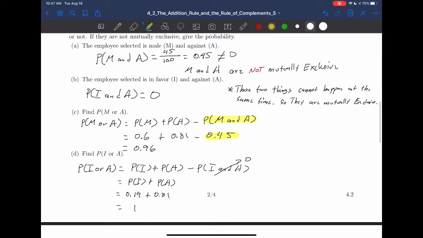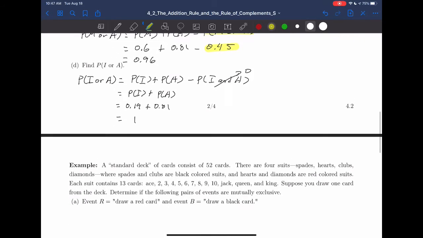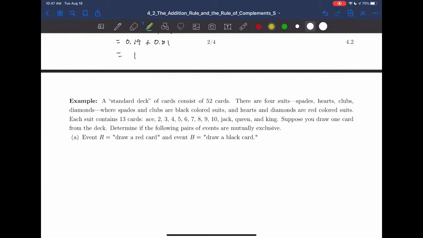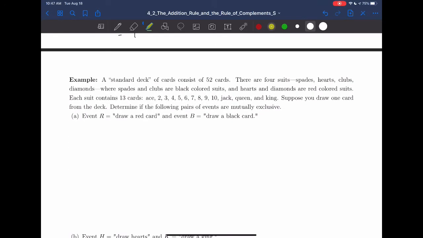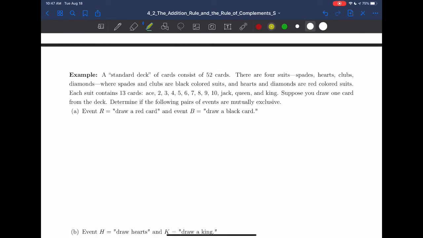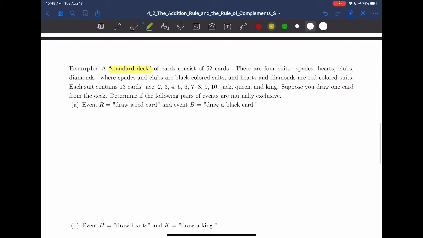Let's do a couple more examples about mutually exclusive. Oftentimes students have a little bit of difficulty grasping this concept, so I want to do a couple more examples. Let's consider a standard deck of cards. A standard deck of cards is just 52 cards with 4 suits: spades, hearts, clubs, and diamonds. And each suit has 13 cards, ace all the way to king.